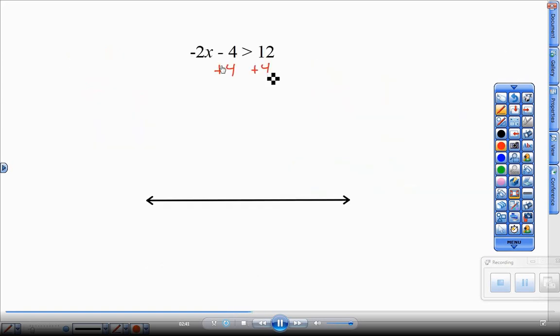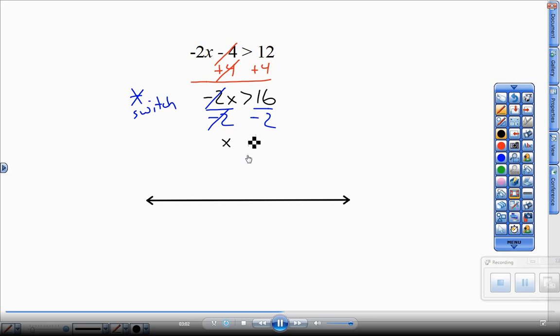I'm going to have you add 4 to both sides, but remember to bring down this negative with the 2x, more than 16. I'm going to divide both sides by negative 2. That's what switches your inequality, dividing it by that negative 2. So that inequality is not going to be more than anymore. It's going to switch to less than. So x is less than negative 8. And again, you switch it because this used to be negative, now positive. Used to be positive, now negative.